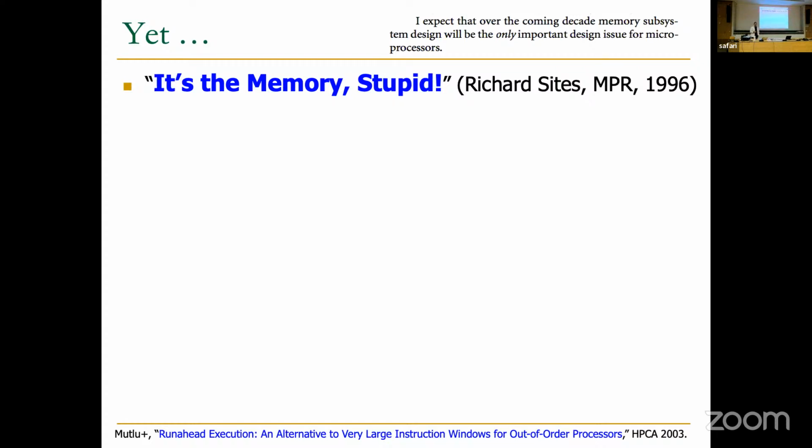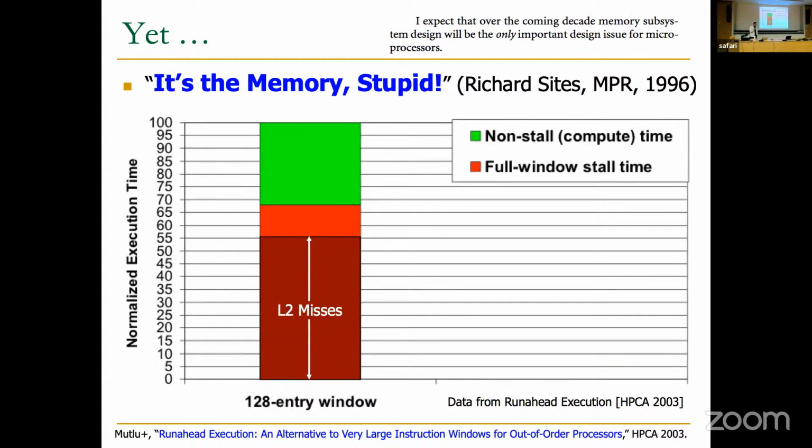And over there, he already foresaw that at some point in time, the memory subsystem is going to become the only important design issue for microprocessors, because the rate at which processor speed was increasing and the rate at which latency was improving for storage or for DRAM or for caches were not at the same pace. So one was increasing much faster than the other. The processor speeds, generation after generation, were increasing much faster than the memory speeds.